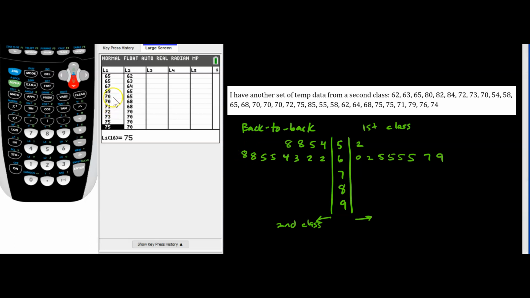As we get into the 70s, for the first data set, we had 0, 0, 1, 2, 3. And then as we continue there, we had 3 5s and 3 6s. So let's get those 3 5s, those 3 6s, and then also we had a 7 and an 8 and a 9.